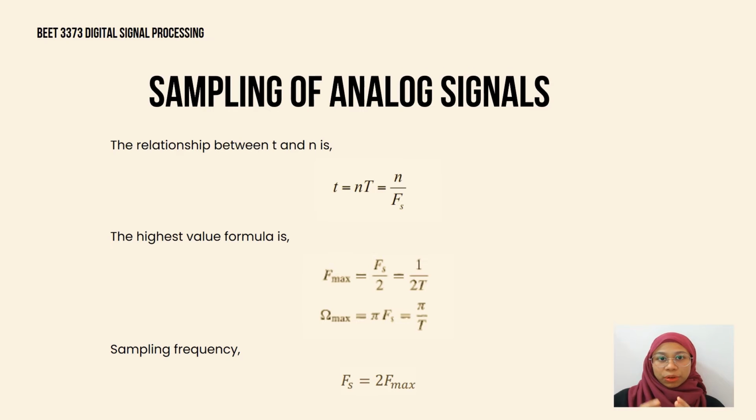For the maximum frequency in radians, omega max equals pi Fs, or pi over T, while F is for the analog signal and omega is for the discrete-time signal. Next, the sampling frequency: Fs is the same as 2 Fmax.